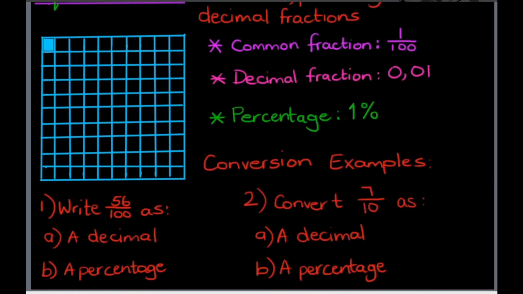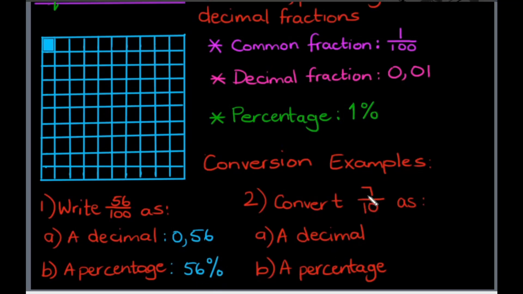So in our examples here, we need to convert 56 over 100 and 7/10. But I'm first going to focus on number 1. We need to write 56 over 100 as a decimal and as a percentage. It's easier for us to write it as a decimal. So if we know that 56 over 100, that will generally be 0,56. So nothing has to change or anything like that. As a percentage, I just take the 56 and I put the percentage sign at the end.